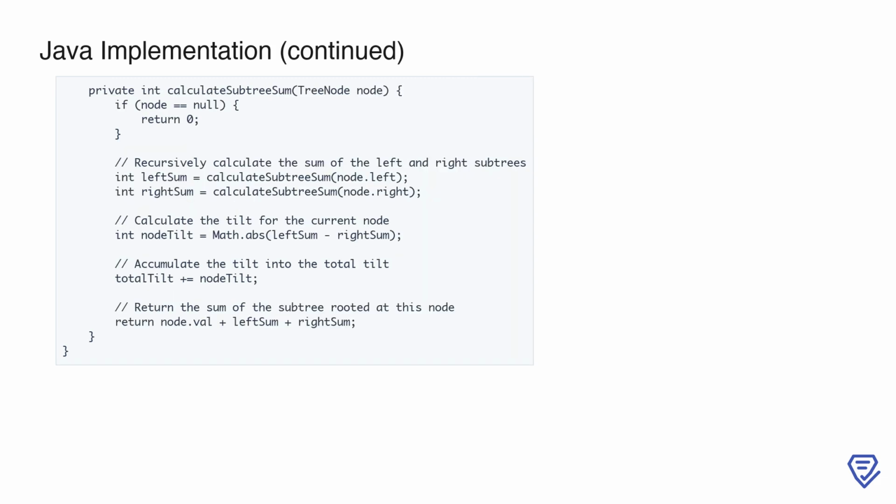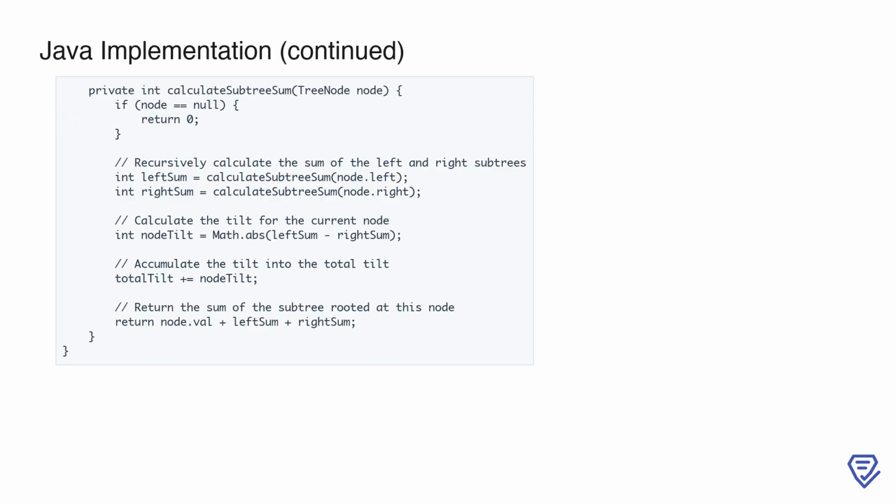The calculateSubtreeSum method is a private helper function that recursively computes the sum of all node values in the subtree rooted at the given node. If the input node is null, meaning we've reached a leaf node's child, the method simply returns 0. For non-null nodes, it first calculates the sum of the left and right subtrees by making recursive calls. Then, it computes the tilt of the current node as the absolute difference between the left and right subtree sums.